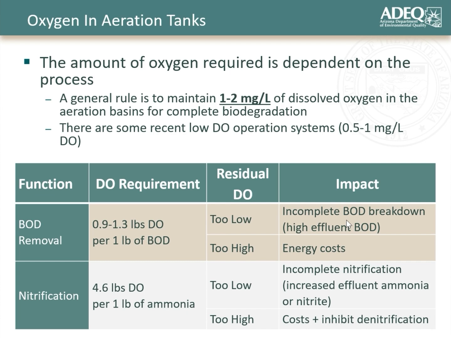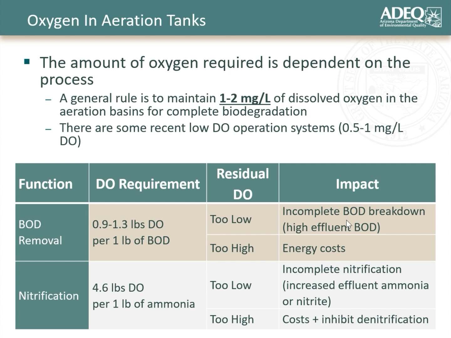Now, when we think about how much oxygen is required, there are some general rules of thumb. They're a little bit specific for your wastewater, but for BOD removal, typically you require about 0.9 to 1.3 pounds of DO per pound of BOD that you need to treat. That's a typical rule of thumb. If you have too low of a residual, you're not meeting that BOD demand, then you can get incomplete BOD breakdown and potentially BOD in your effluent. If it's too high, then you're just wasting oxygen and have too high of energy costs.